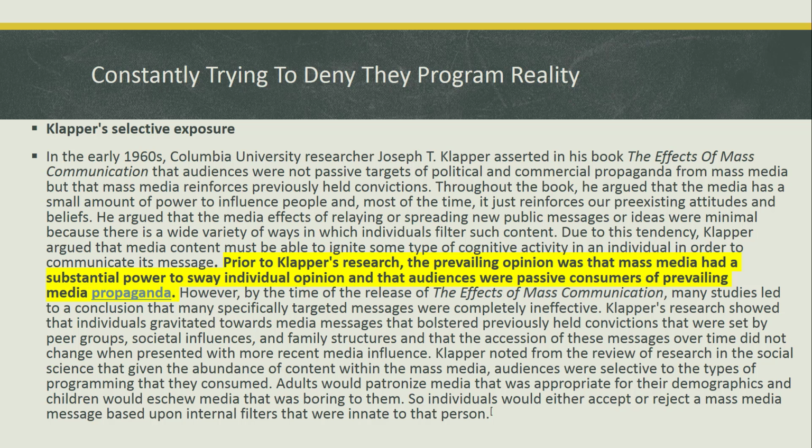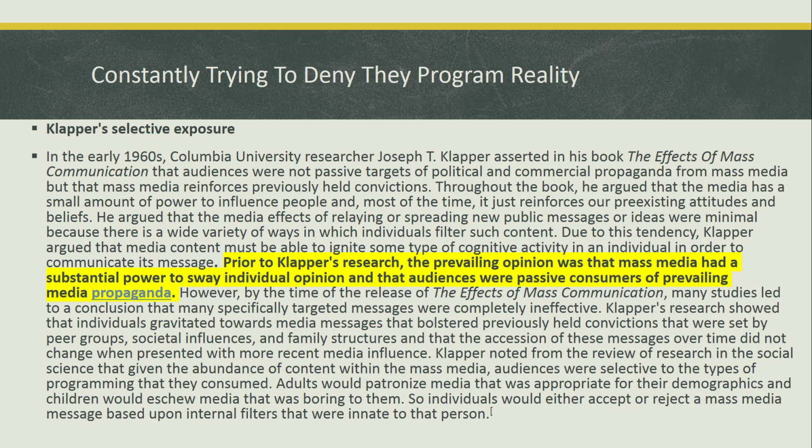Dude, do you believe that? You believe that the media has, what do you call it, minimal power? Has a small amount of power to influence people. Yeah. You believe? Okay. This is why I don't cite authoritative sources, because they push this nonsense.